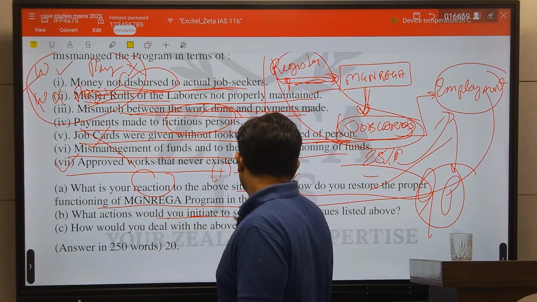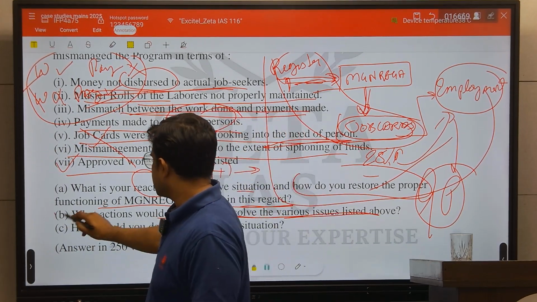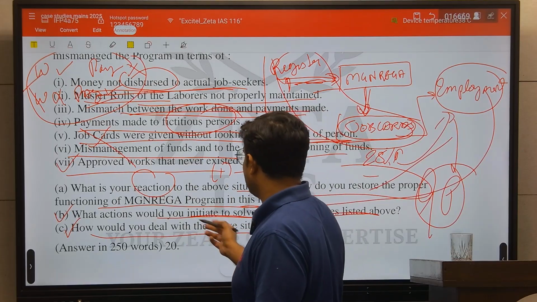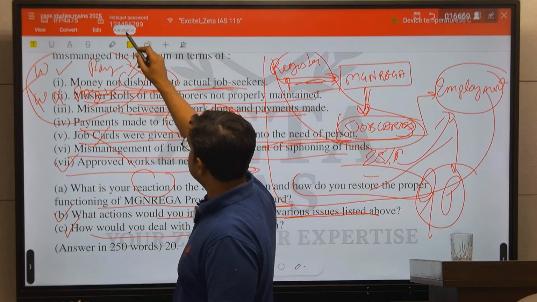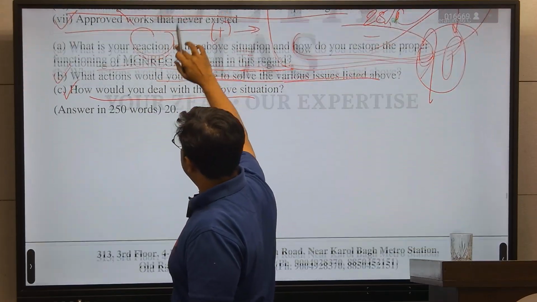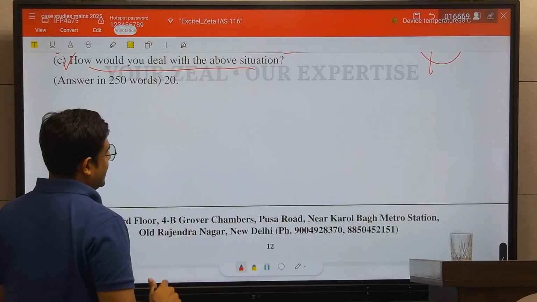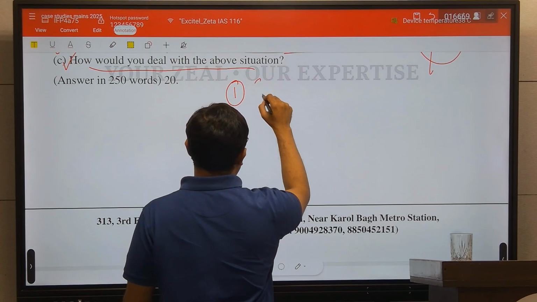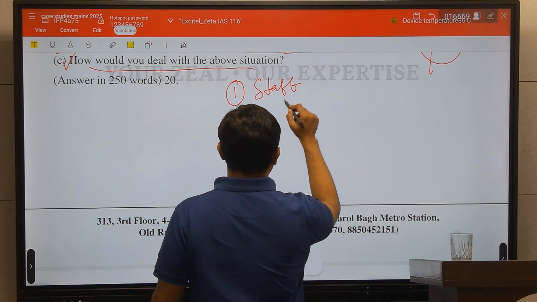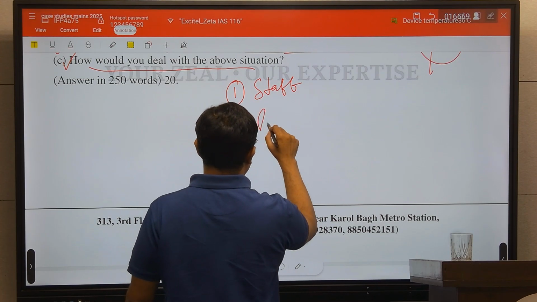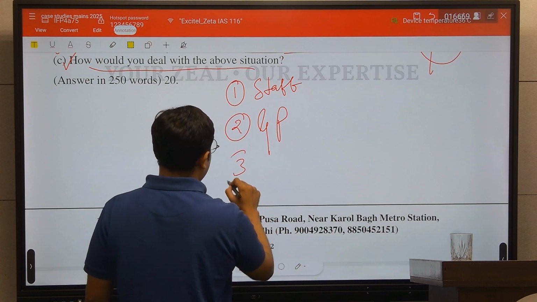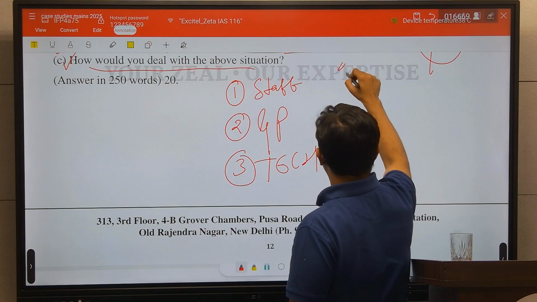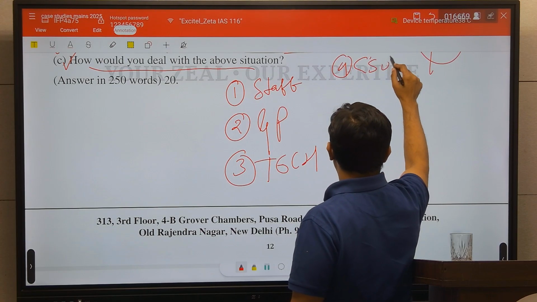So you will be answering this. Now come to see what you do. How would you deal with the above situation? Now, who are the players in this scheme? One is your own staff, the Gram Panchayat. You can leverage the technology, civil society, NGOs.